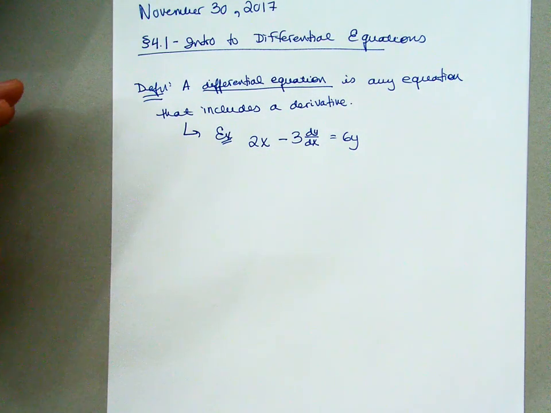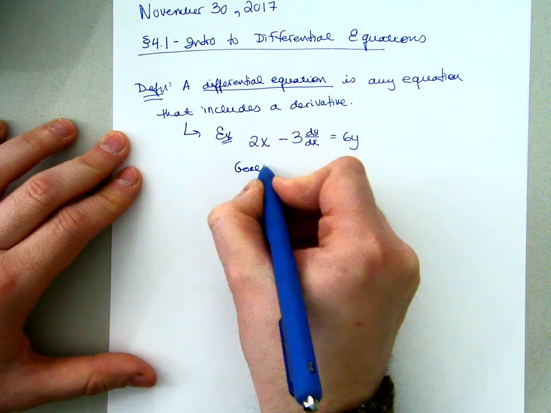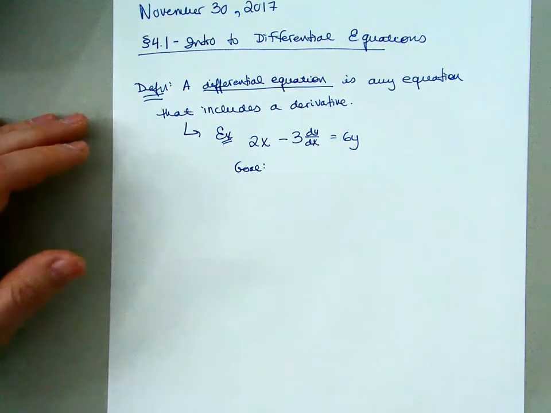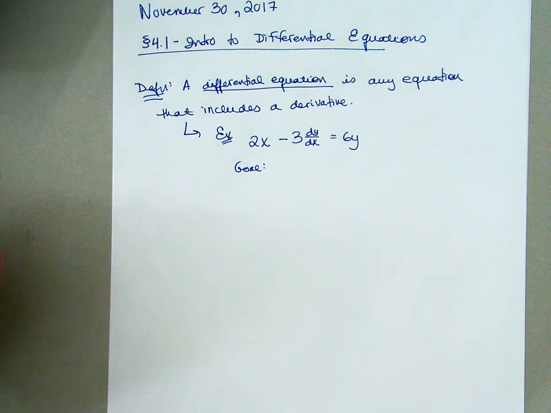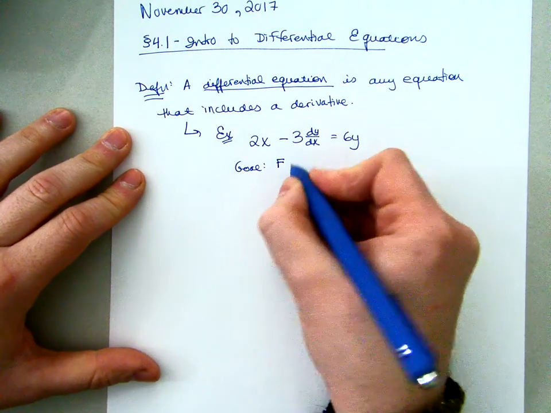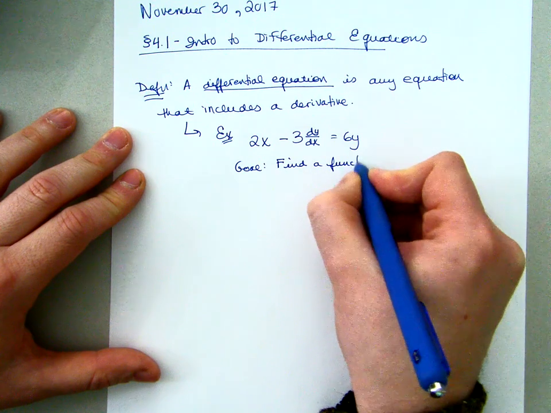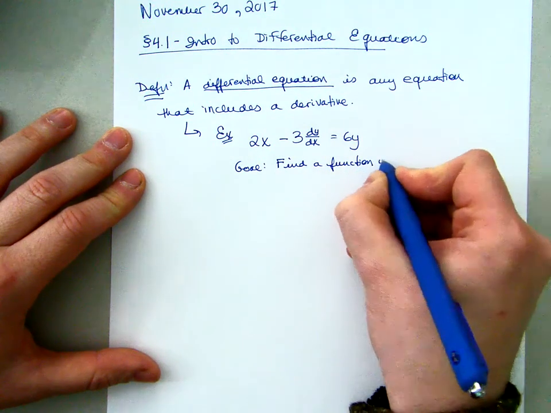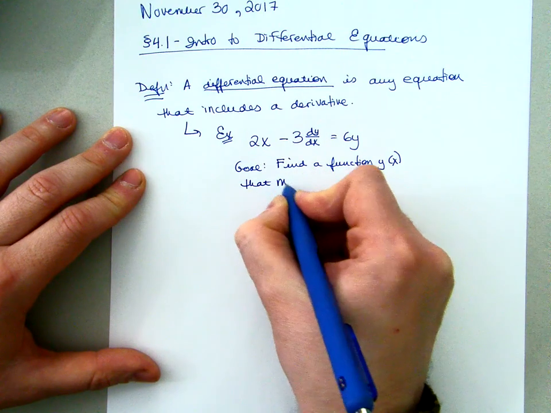When you solve a regular equation, your goal is to figure out what x equals. X is 4, x is 3 halves, x is whatever. Our goal here is not necessarily to find x, because there's x's and y's here. Our goal is to find a function, y of x, that makes the equation true.